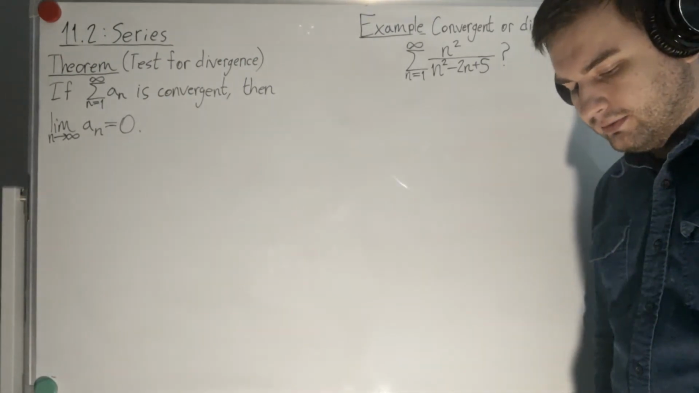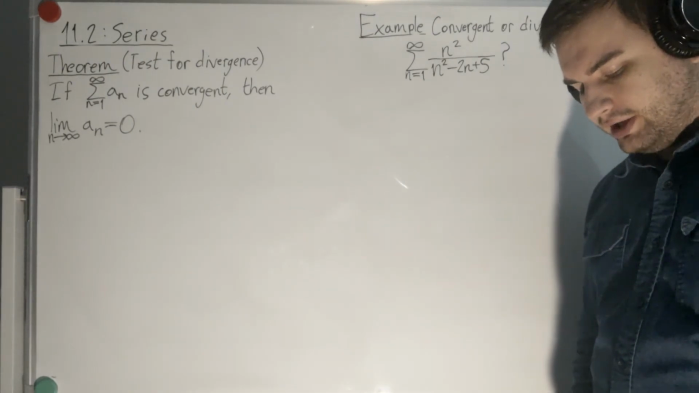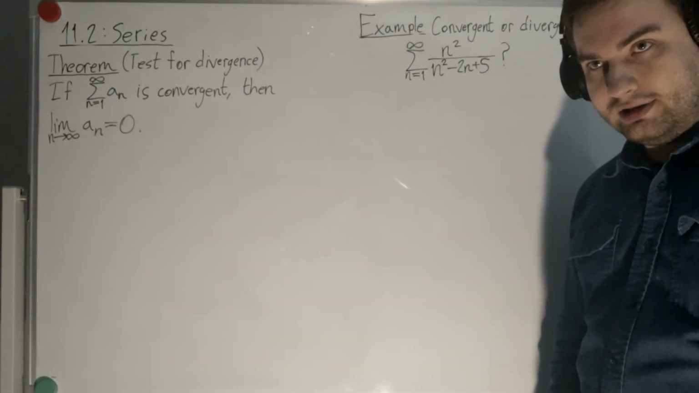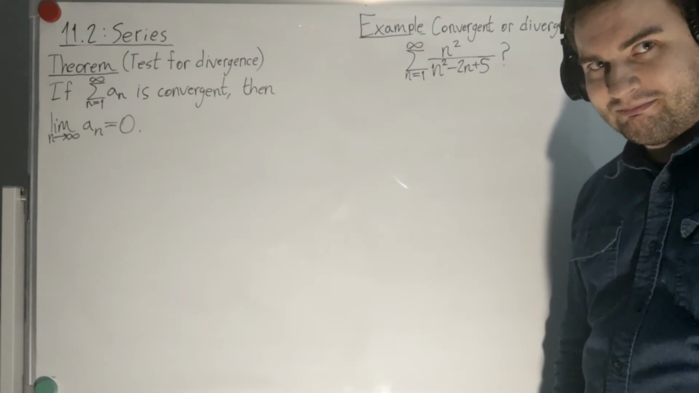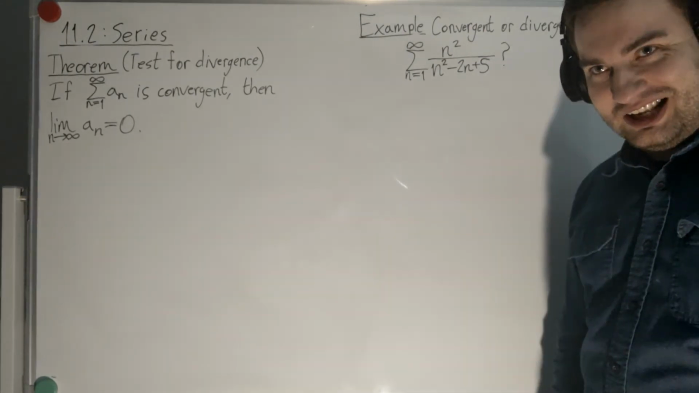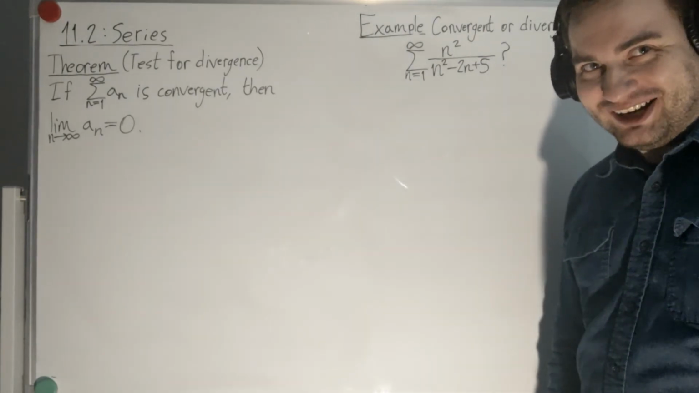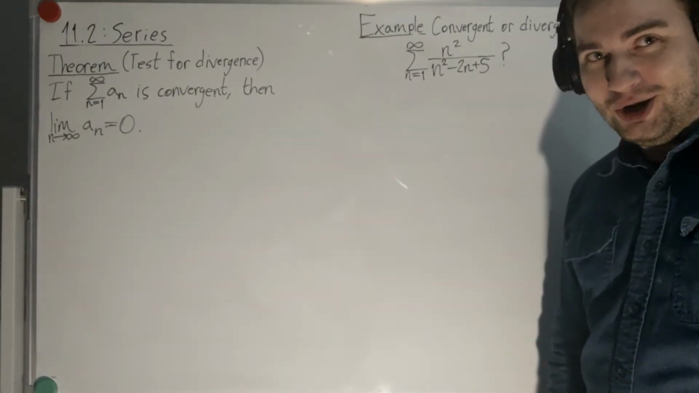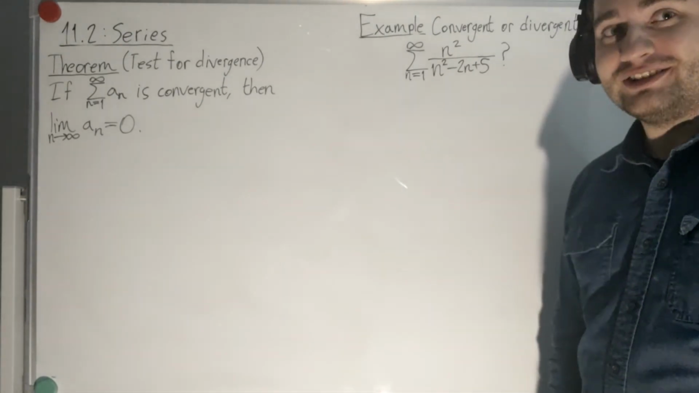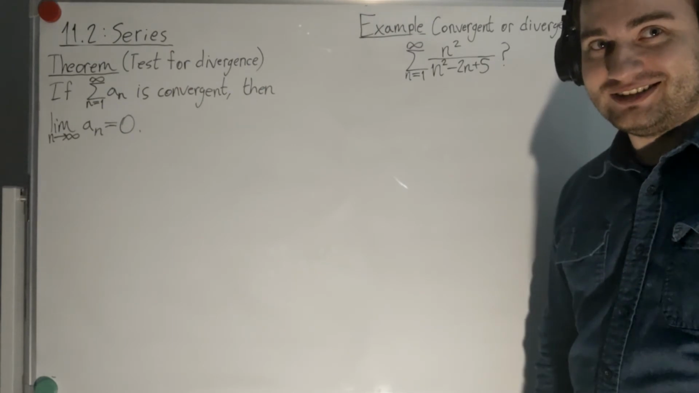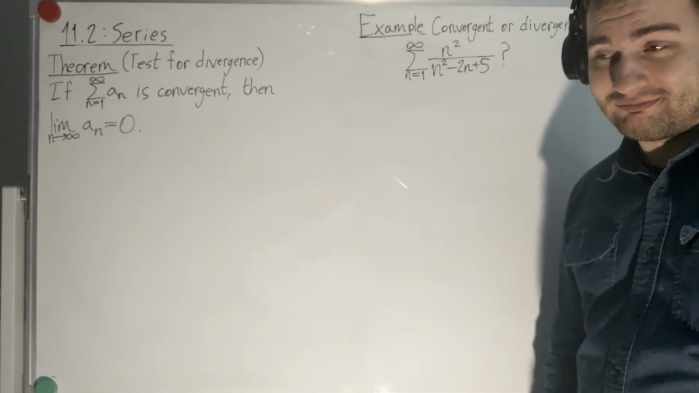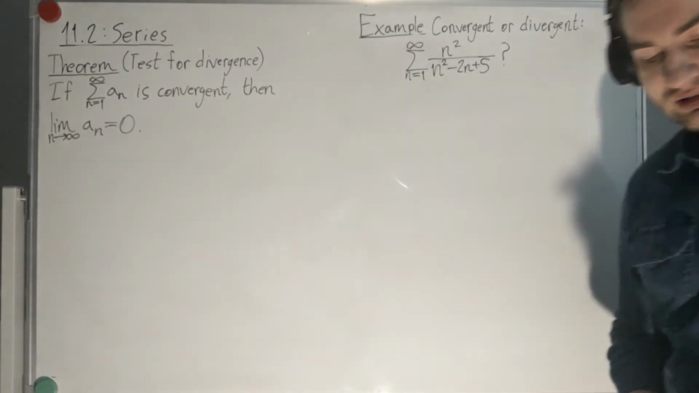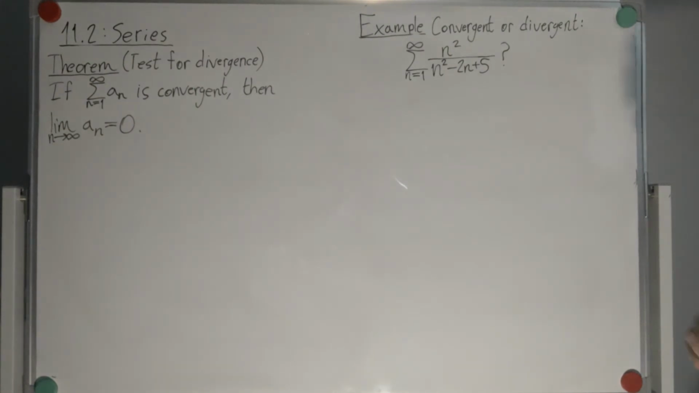The first thing I think of whenever I see a series and you ask me, is this thing convergent or divergent, I think, okay, is it geometric? And then if it's not, then I think, okay, is it telescoping? And if it's not, then I think, okay, does the test for divergence show that it's divergent? So here's how you would figure that out.